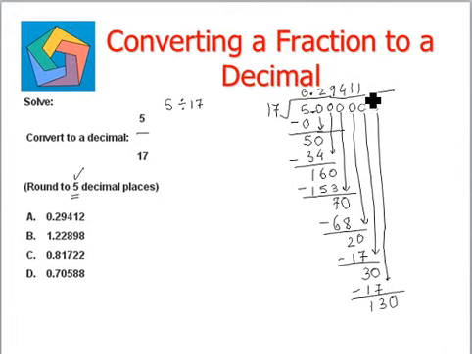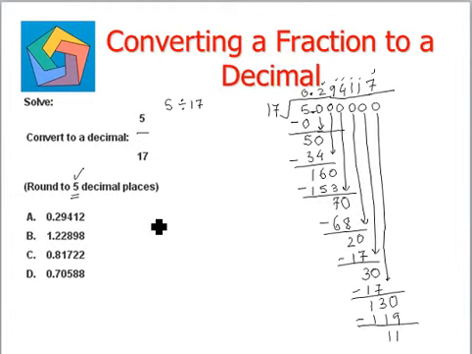Now this is 17 times, let's try with 7. How much is 17 times 7? It equals 119. When we subtract this, we are left with 11. It said round to 5 decimal places and we've gone till 6. 1, 2, 3, 4, 5, 6.